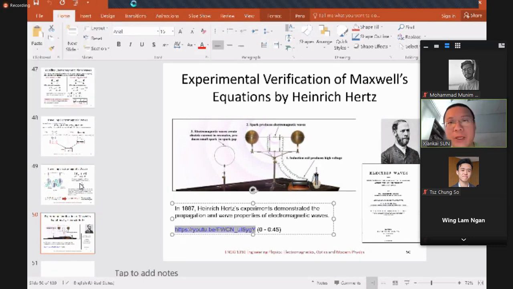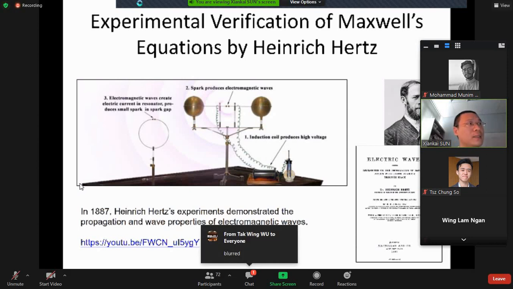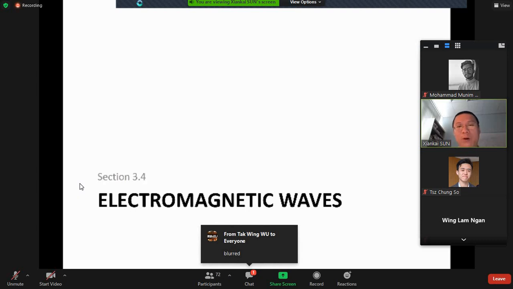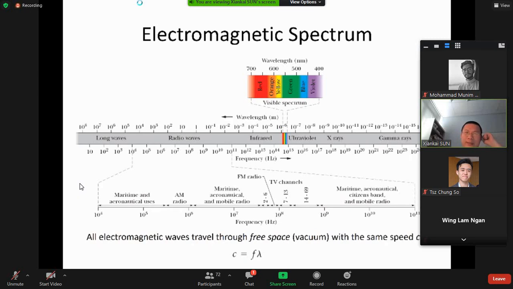Nowadays, electromagnetic waves are everywhere. So in the next section, 3.4, I'm going to talk about more details of electromagnetic waves. Nowadays, people already know that light is just a part of the electromagnetic spectrum.